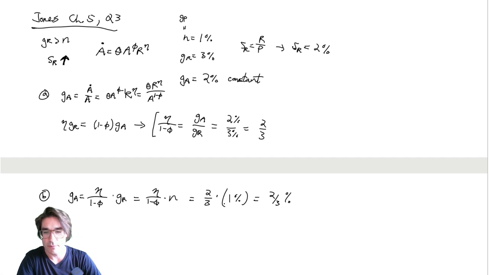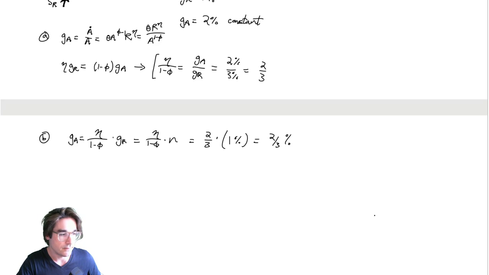Now we could do some other stuff. We could say, what if we were to increase the population growth rate up to 2%? Then you could get this to almost 1.5%. It depends on your assumptions about population, which is going down, actually, the population growth rate. But yeah, this is the answer there.